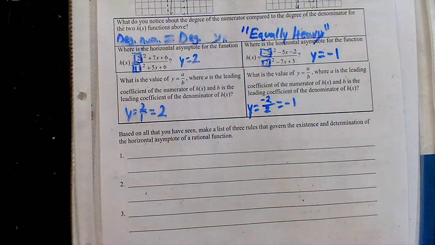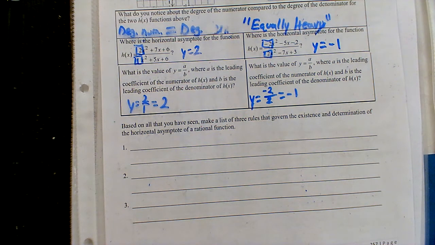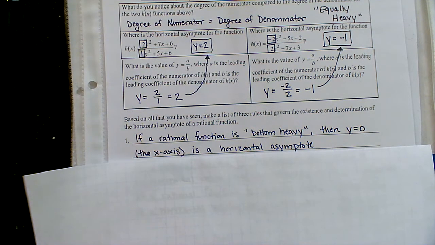The first one. So based on all that you have seen, make a list of 3 rules that govern the existence and determination of the horizontal asymptote of a rational function. So the first one, if a rational function is bottom heavy, then y equals 0, which is known as the x-axis, is a horizontal asymptote. So that was that one example we talked about being bottom heavy. We knew the horizontal asymptote had to be at y equals 0.